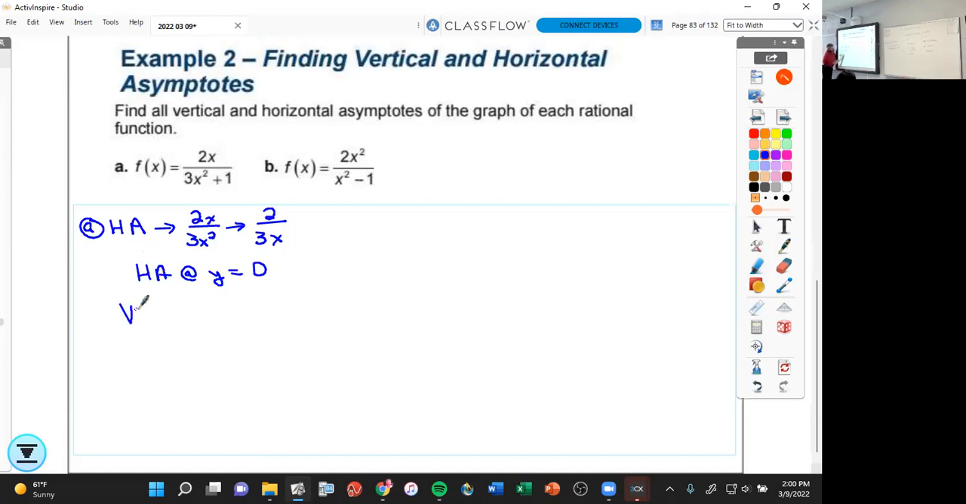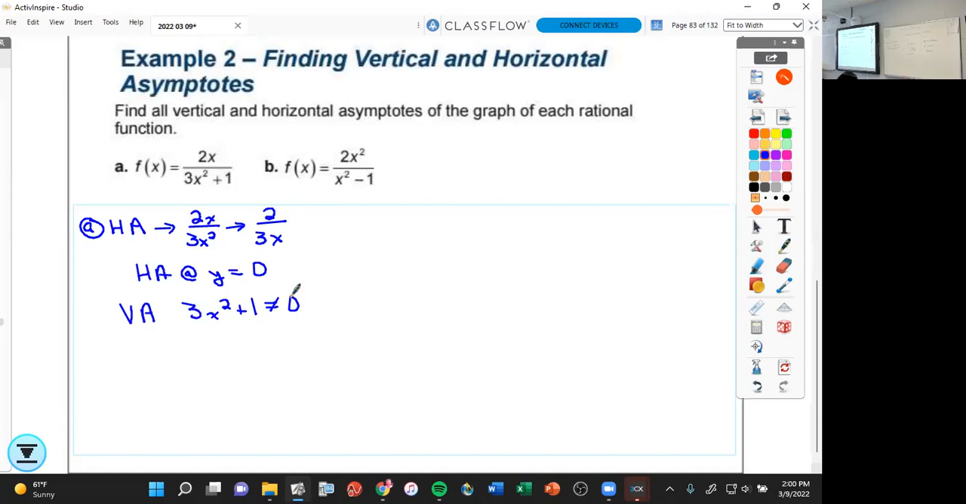Okay, let's talk about vertical asymptotes. How do you find vertical asymptotes? 3x squared plus 1 cannot be 0. I want to talk about this real quick. What I'm doing here is finding the domain, finding out what x can't be. If I find a value that x can't be, that value of x is, for now, an asymptote. It could be something else later on, but right now we're talking about our asymptotes.